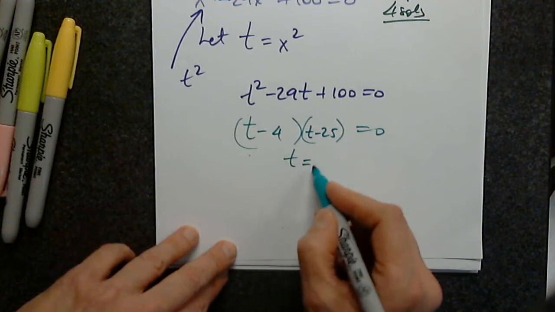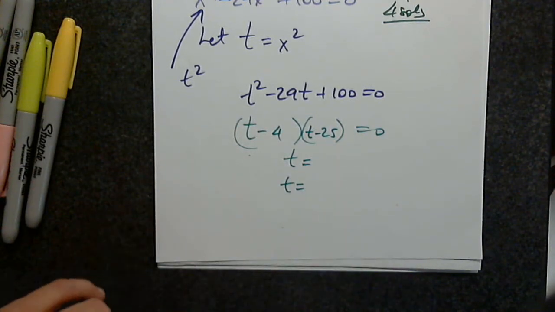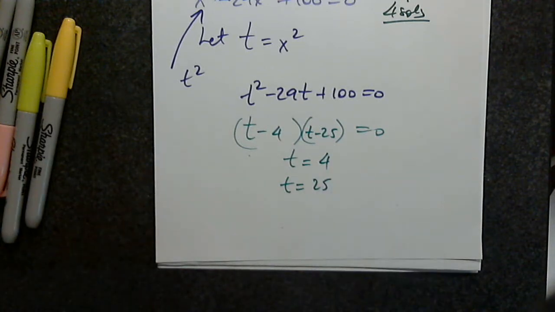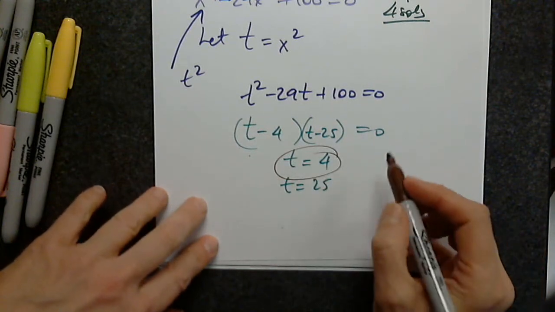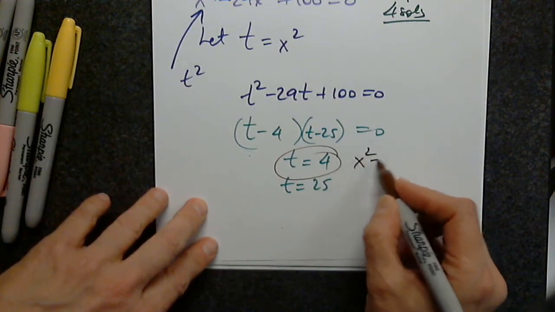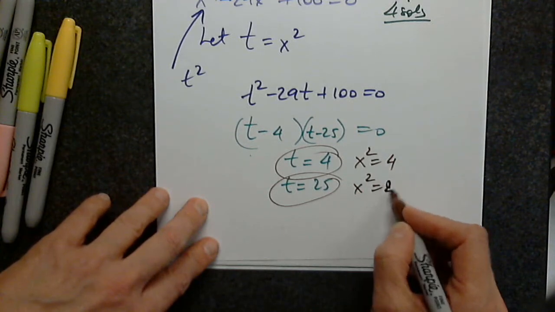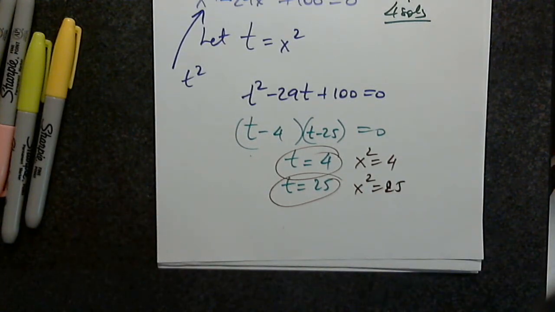Awesome. So we have 2 solutions for t. And those solutions are 4 and 25. But remember, nobody cares about t. T was our tool that enabled us to factor. So these are 2 other equations. What equation is this, actually? X squared equals 4. Very good. What equation is this? X squared equals 25. Of course, and this is typical.